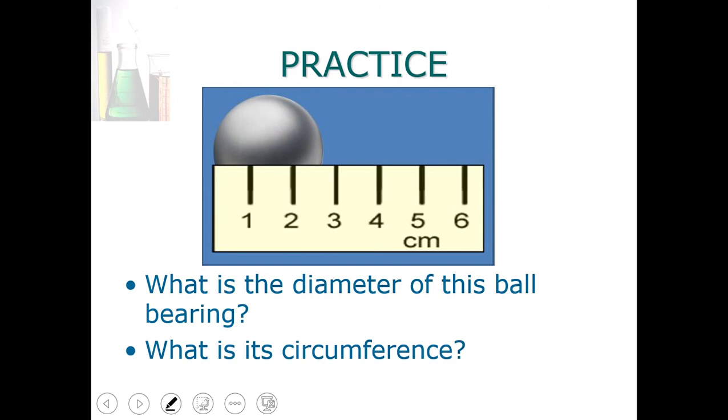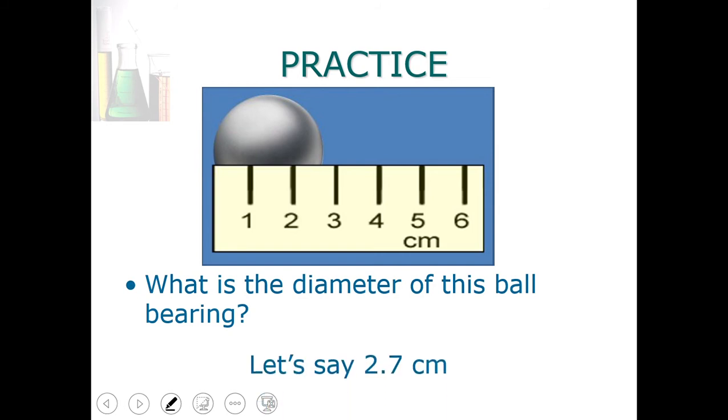Well, let's look at this. The diameter essentially is the distance from one point on the circumference to the exactly opposite side along the center, right, along the radius. So let's say, for the sake of illustration, that we read this as between 2 and 3. It's past the 2.5 mark. We had to add 1 decimal, right? So let's say it's 2.7 centimeters diameter.